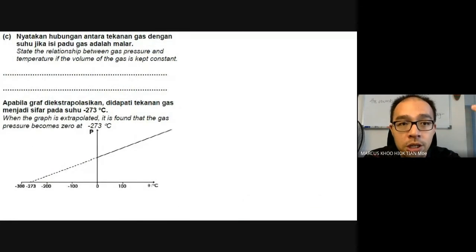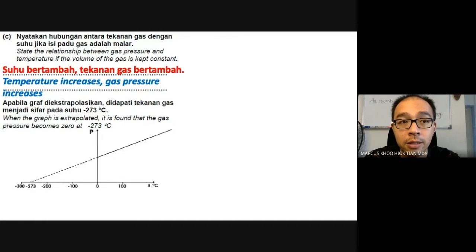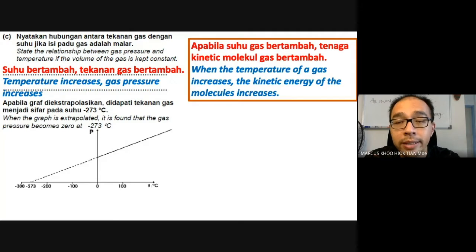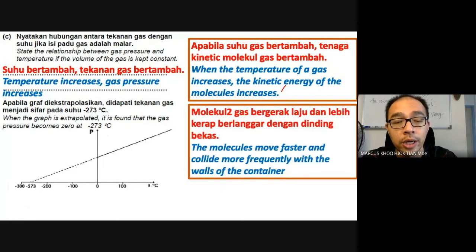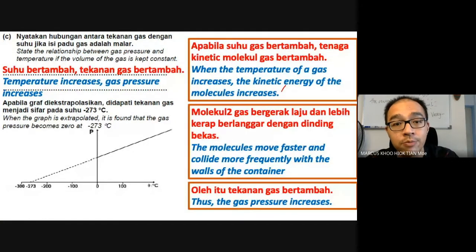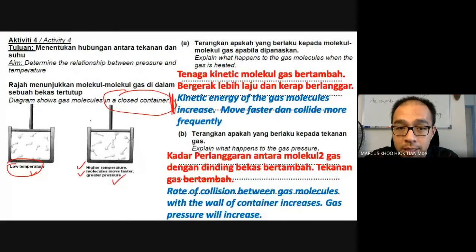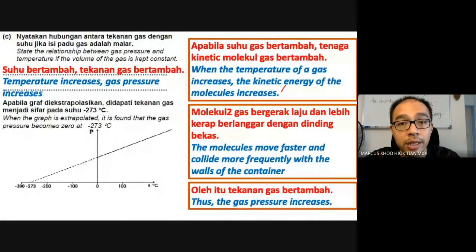So the relationship between gas pressure and temperature, if the volume of the gas is kept constant, is that as the temperature increases, the gas pressure increases. When the temperature of a gas increases, the kinetic energy of the molecules increases. This is the explanation behind this. The molecules move faster and collide more frequently with the walls of the container. Therefore, the gas pressure increases. Basically, it's the same thing that you wrote over here, they're just repeating it for you.